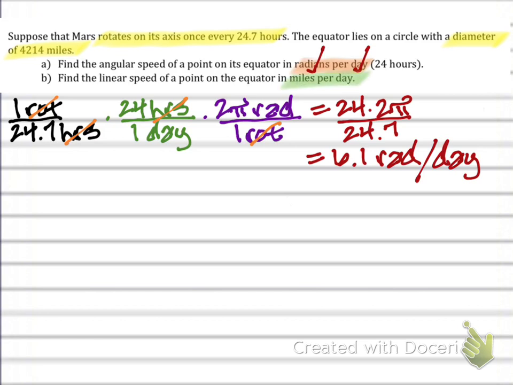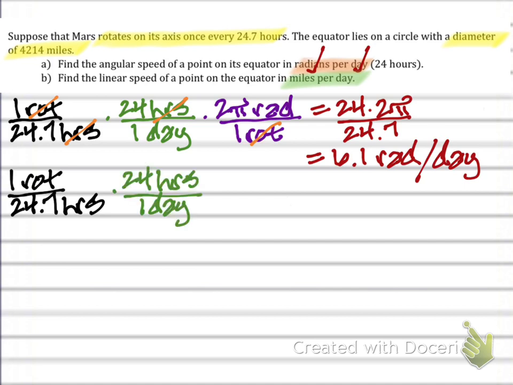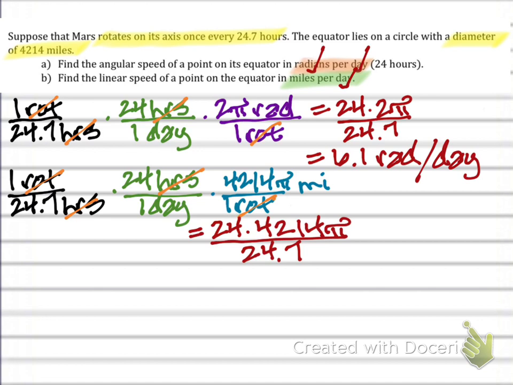Next, they want miles per day. So again, I start with the one rotation. And I'm going to go ahead and do the same thing I did before and fix the day. So my hours cancel, and now I'm left with the day. But now I need to introduce miles. So to introduce miles, now I need the circumference in one rotation. And they gave us the diameter, so the circumference is 4214 pi miles in one rotation. And so now my rotations cancel, and I have my miles.